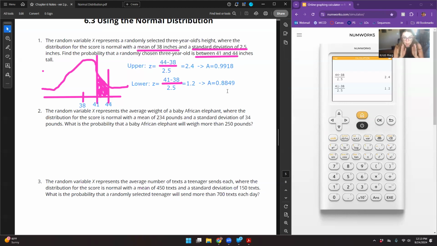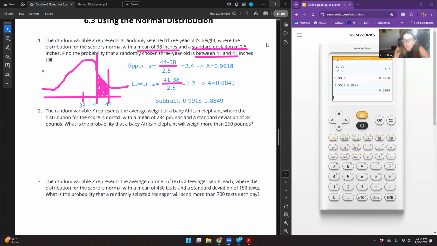And last but not least, because I want in between, we are going to subtract. We are subtracting the upper minus the lower. If you do it backwards, you'll get a negative, so the area is always positive. Make sure we get a positive. I'm going to come over here and type that into my calculator, 0.9918 minus 0.8849. And I get my final answer.